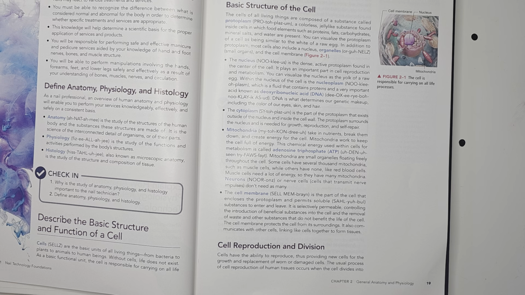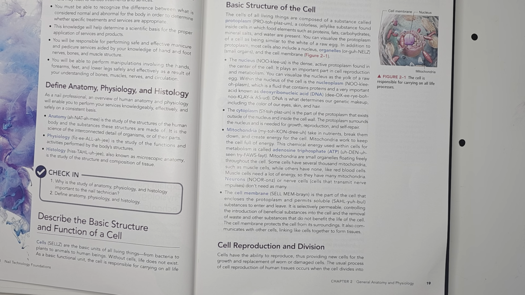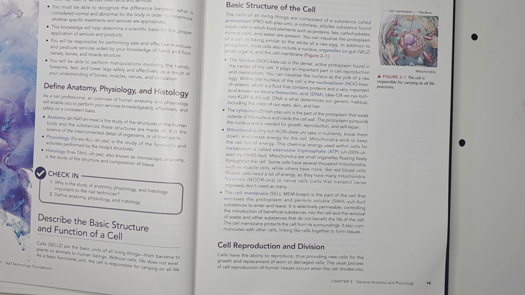In addition to protoplasm, most cells also include a nucleus, organelles, small organs, and the cell's membrane. The nucleus is the dense, active protoplasm found in the center of the cell. It plays an important part in cell reproduction and metabolism. You can visualize the nucleus as the yolk of a raw egg.